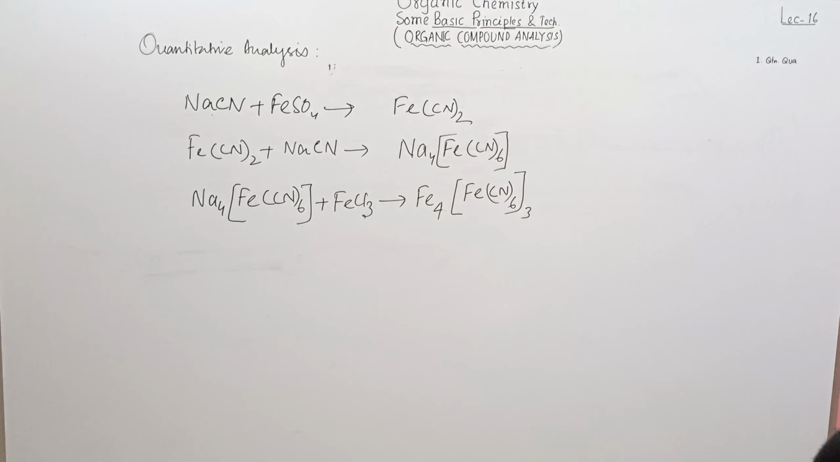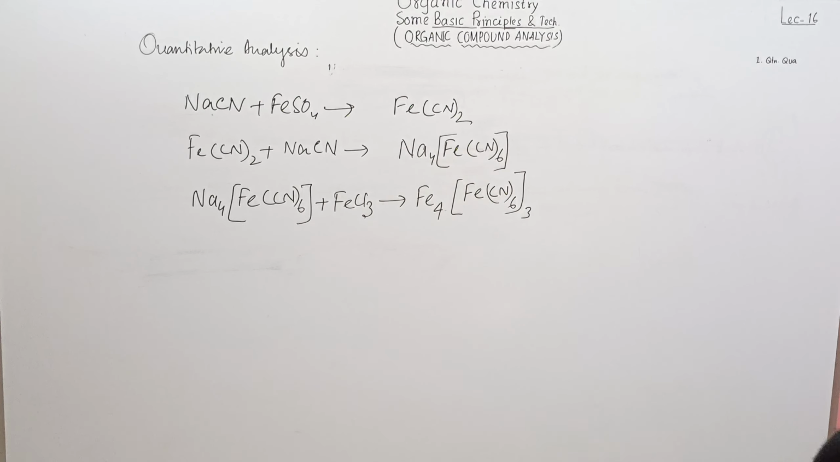The reactions take place stepwise. NaCN in the sodium extract reacts with ferrous sulfate to give iron cyanide, Fe(CN)2, and that again reacts with sodium cyanide to give Na4[Fe(CN)6], sodium ferrocyanide. Then sodium ferrocyanide reacts with ferric chloride in the presence of hydrochloric acid to give Fe4[Fe(CN)6]3, ferric ferrocyanide, that is Prussian blue, which confirms the presence of nitrogen.